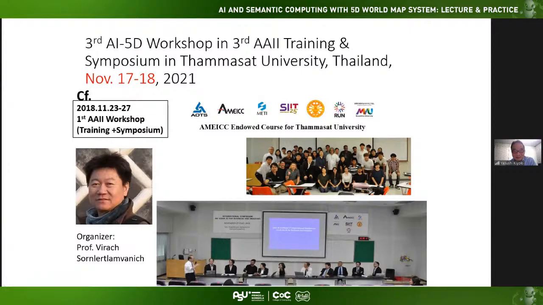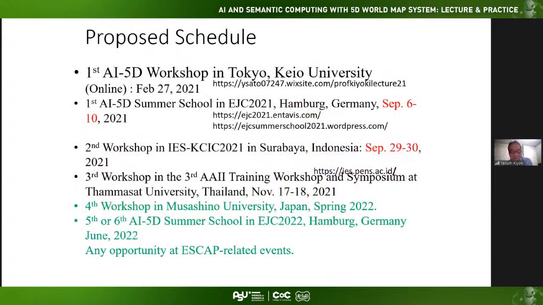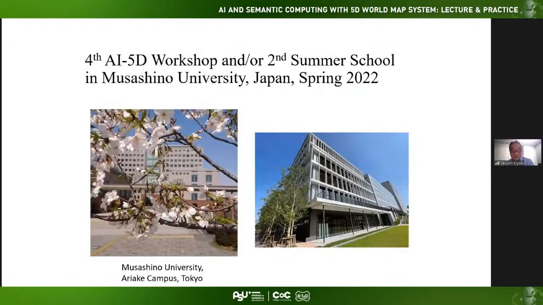This is a Tamasat workshop we had in November. Thank you for coming. Natapon sensei, you gave a nice talk on this opportunity. Thanks a lot. And this is the scheduling. So this year, we will have the new workshop at Musashino campus in Tokyo and in Germany. And let's have the new summer school in Thailand, in Phuket, I hope. This is the new Musashino campus in the Tokyo area, Tokyo Bay. Very nice place, please come after the pandemic.